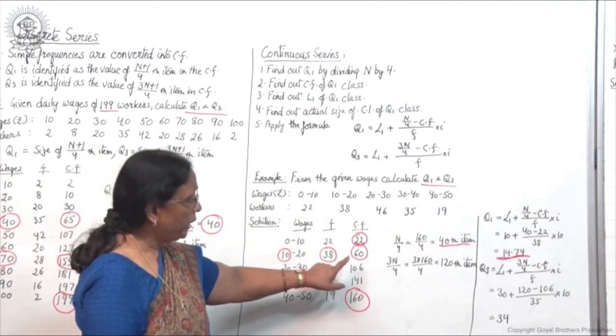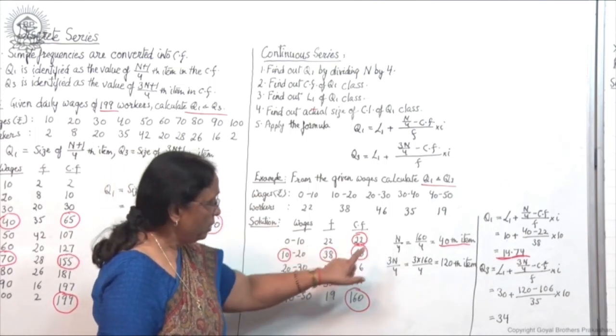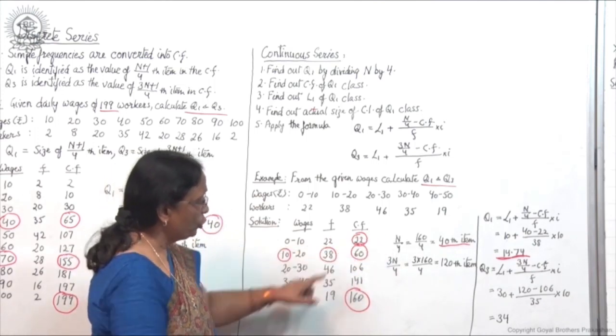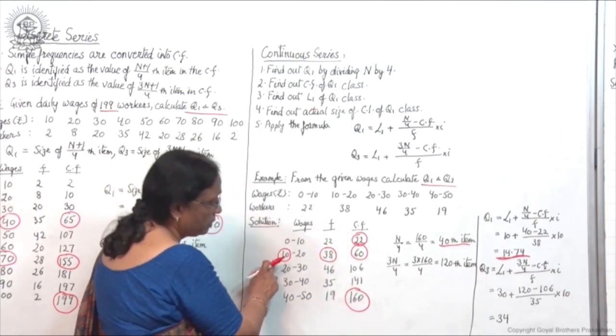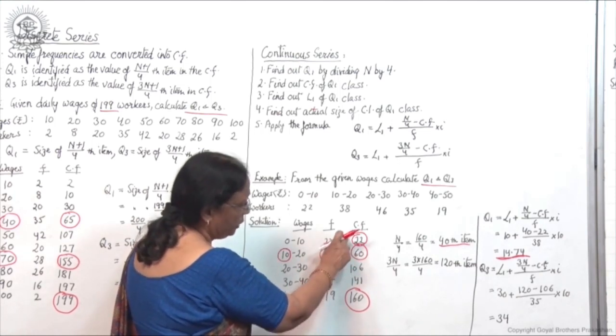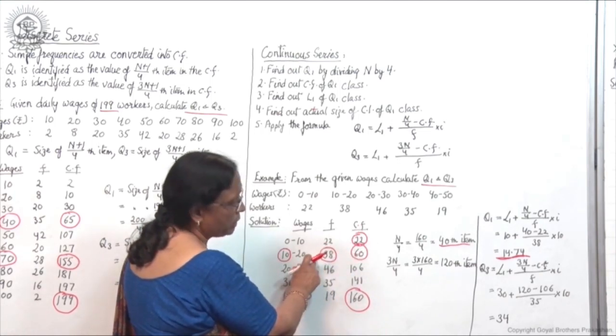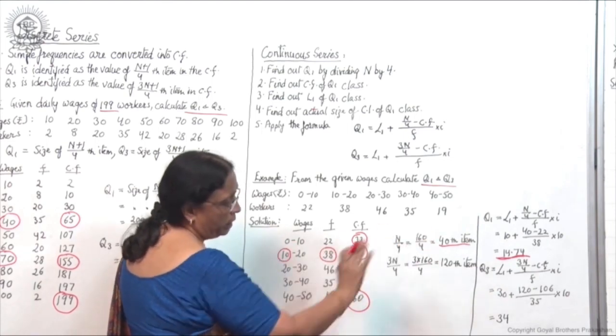So you have to locate the n upon 4th item. This is the first step, that is the 40th item. So your Q1 lies here, and take the class interval lower limit L1, then the preceding frequency, then this frequency and the class interval 10, and then put the values and get the answer.